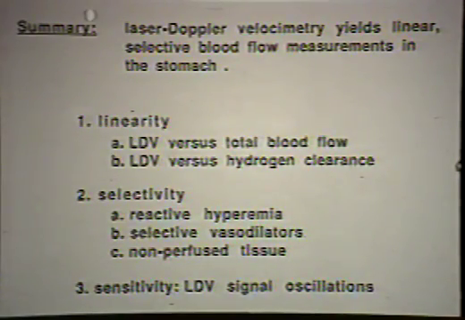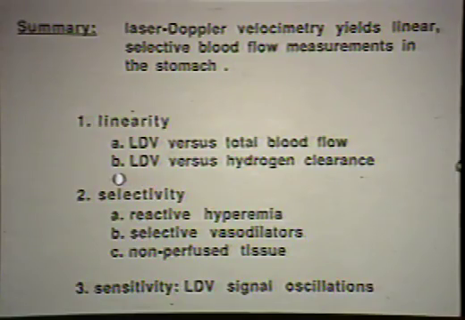So to summarize my experiences with the laser, I was very pleased with it. I was able to get a lot of good physiologic data, and I'm confident that, at least in our preparation under the experimental conditions that we used it in, it yields selective linear measurements of blood flow. The linearity, as I showed you, was when we compared it against measurements of total blood flow. At least when you've got a vasodilated preparation, it's highly linear. If you compare it against another selective technique, such as hydrogen clearance, it's also linear. In the intestine, it's also been compared against microsphere measurements and again found to be linear.